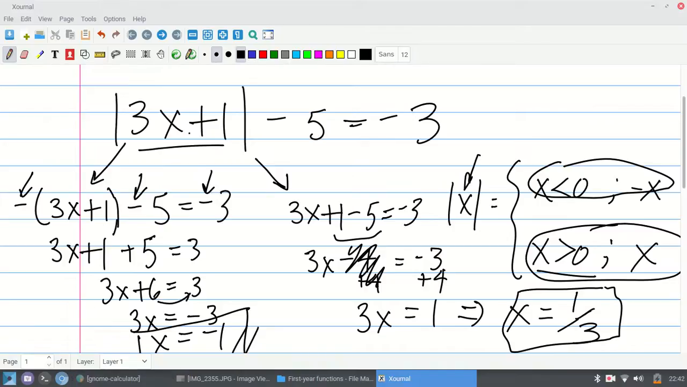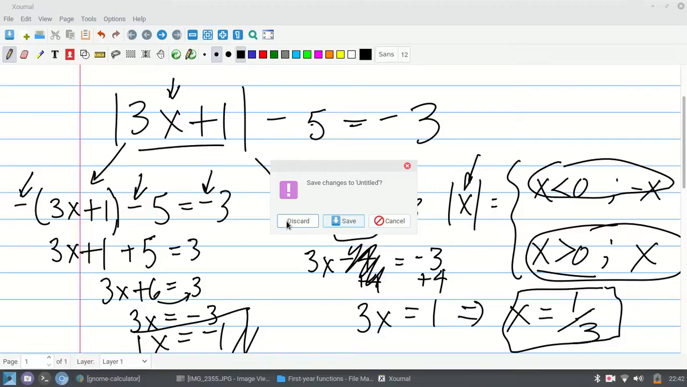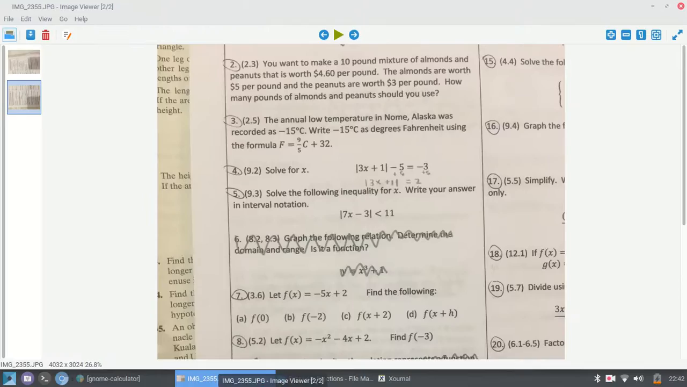And you can double check them. You can check these results. If you plug in a third into here, 3x then would be 1. 1 plus 1 is 2. The absolute value of 2 is 2. 2 minus 5 is negative 3. It satisfies. And then the last one is negative 1, so you do negative 1 times 3, that's negative 3, plus 1, negative 2. The absolute value of negative 2 is 2. 2 minus 5 is negative 3. Left side equals right side. We're good.